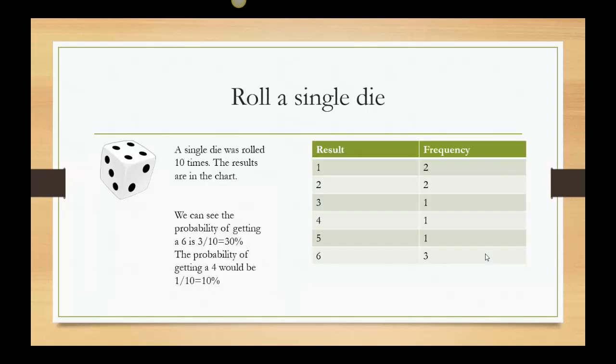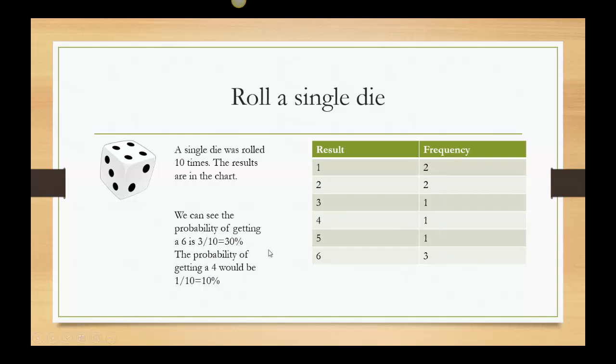So let's consider rolling a die. I wanted to give you something with a larger number of outcomes. So we started with flipping a coin where there are only 2 outcomes. Now that I switched to rolling a die, I have 6 possible outcomes. So here I said a single die was rolled 10 times and the results are in the chart. So I gave you the results, 1, 2, 3, 4, 5, 6. These would be the dots on the die, and then how often it occurred is in the next column.